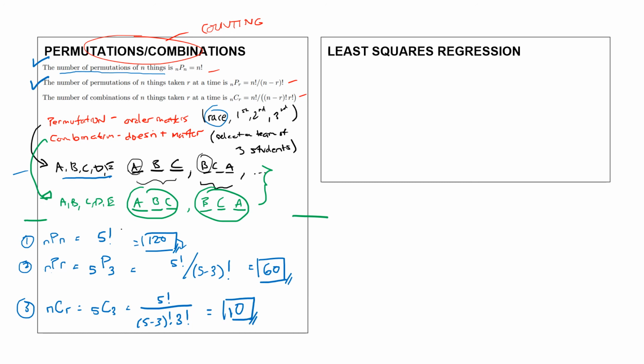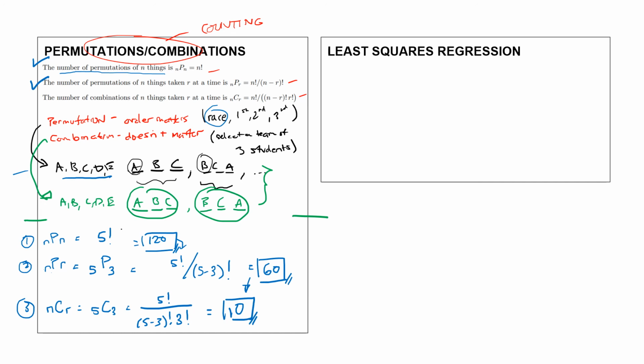We go from 120, which means just how many ways are there to organize 5 students into first place, second place, third, fourth, and fifth place. Then we say how many ways are there to take those same 5 students and put them in just places 1, 2, and 3. And then the final one here is how do you take those students and just put them on a team of 3? And there's significantly fewer ways to do that, again because we're removing all the duplicates. Okay, so that is permutations and combinations.